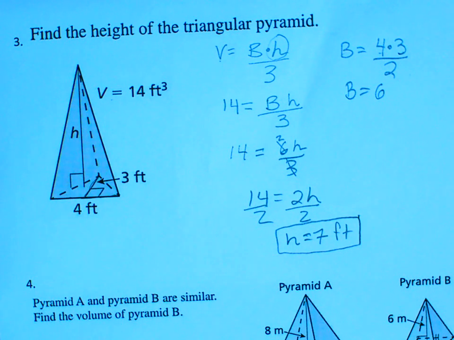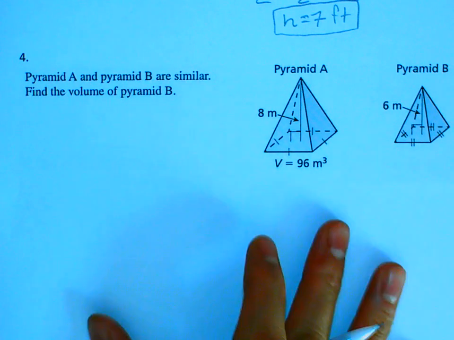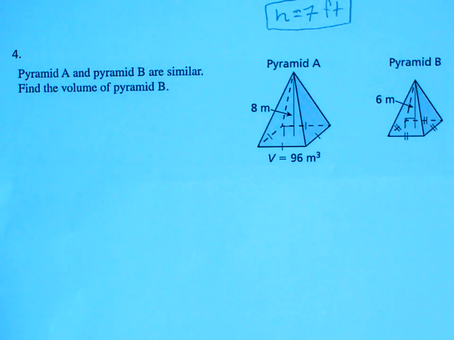Okay. All right. Let's take a look at number 4. Pyramid A and pyramid B are similar. Find the volume of pyramid B. So you don't really need to calculate actual volumes because you don't know what these side lengths are. You could figure them out if you wanted to, but why bother?